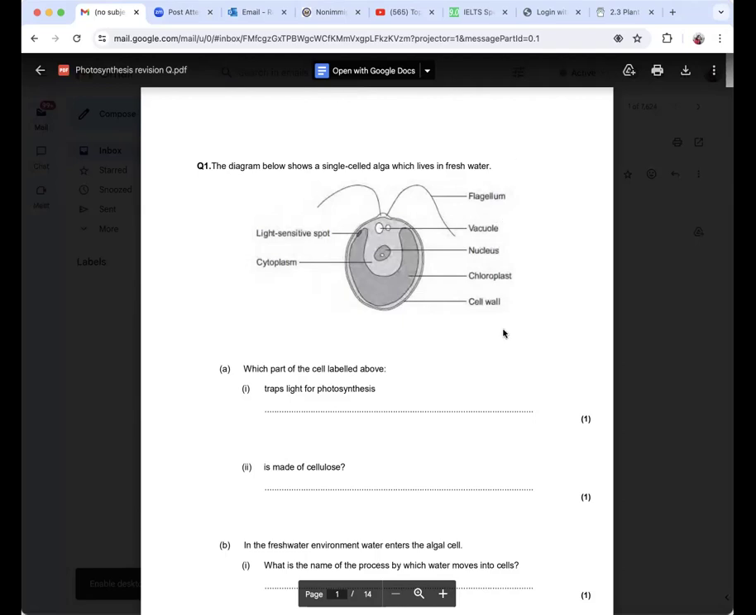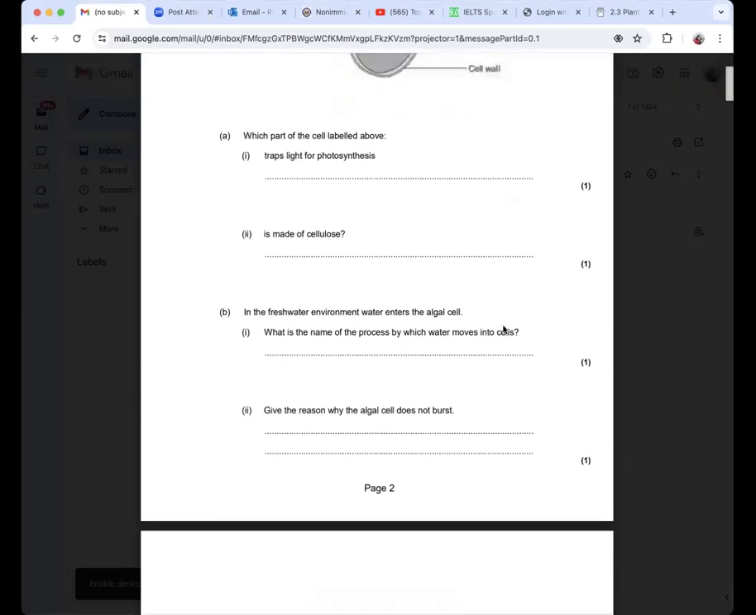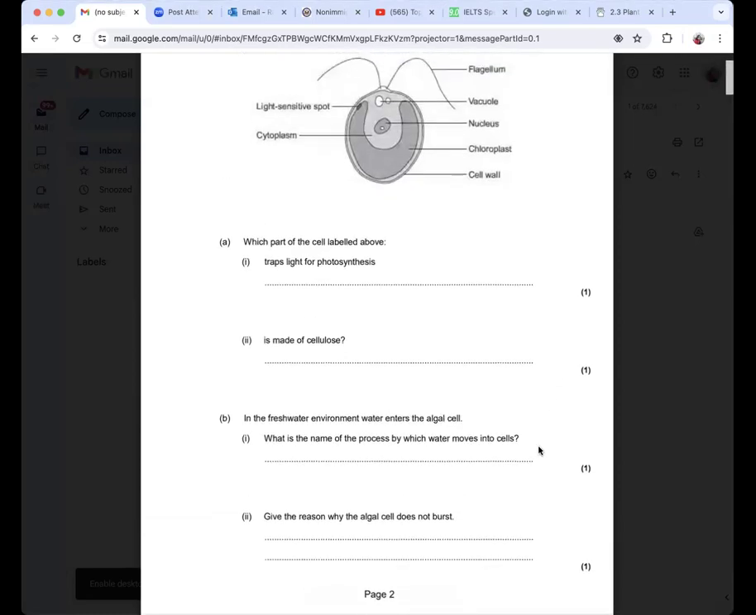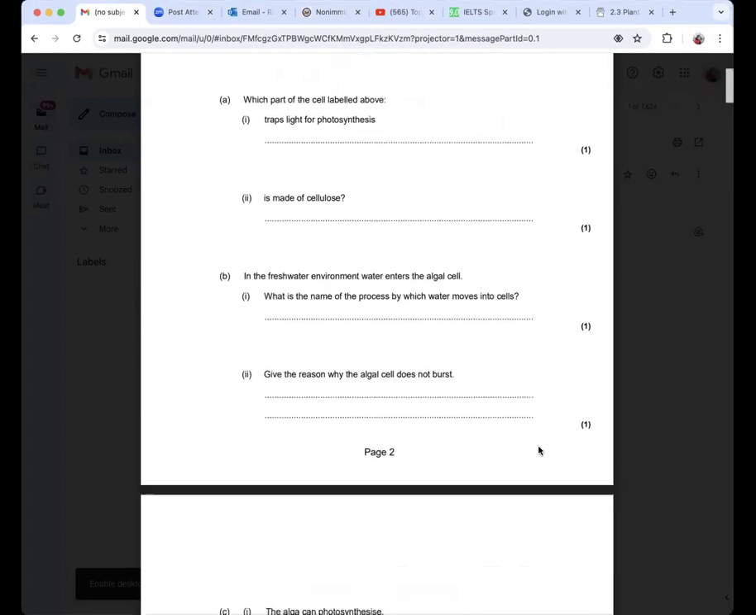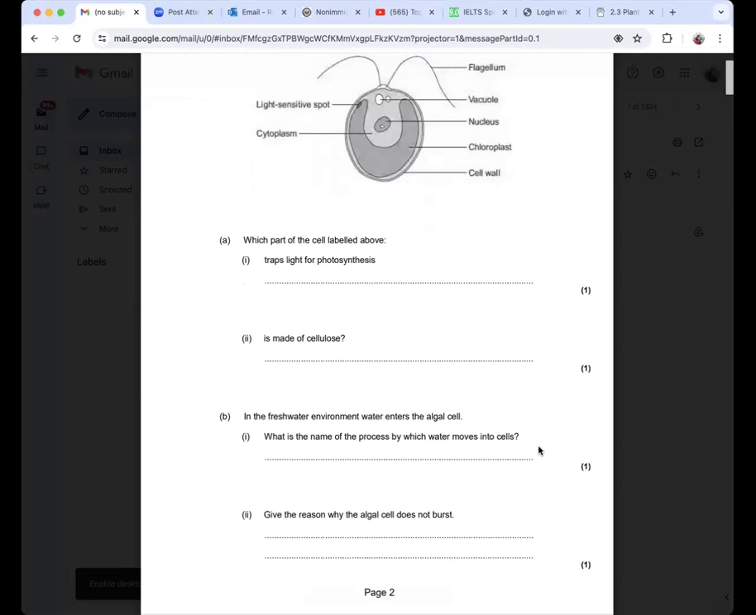Exactly. In the freshwater environment, water enters the algal cell. What is the name of the process by which water moves into the cells? Osmosis, right? Give the reason why the algal cell does not burst. It has a cell wall, which can retain the turgor pressure, and the cell does not burst. It has a cell wall basically.